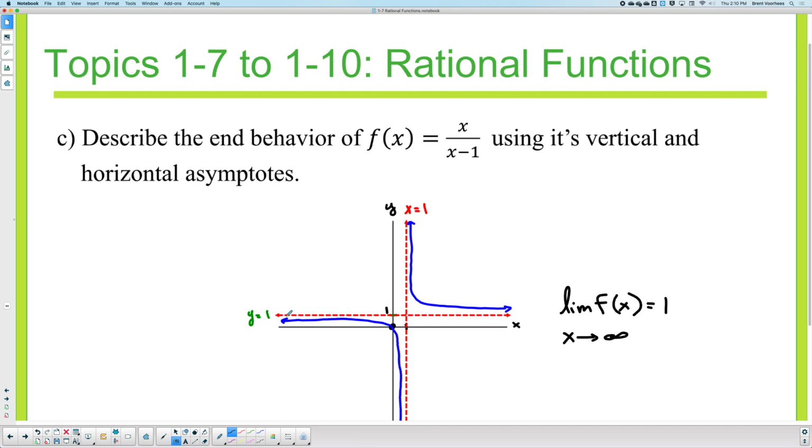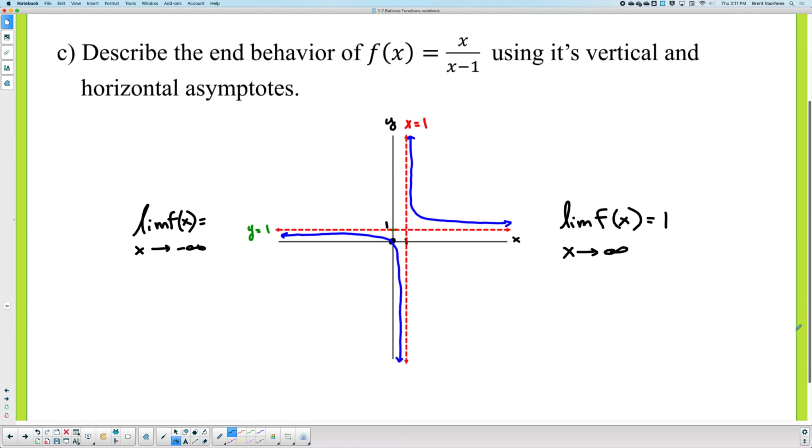Now what's the end behavior over here? As x decreases without bound, meaning as we go to the left, does my graph rise, fall, or get flat? Fall. As we go left, the graph gets really flat. What's the y value it's getting flat with? 1. Now that's where the horizontal asymptotes come into help.